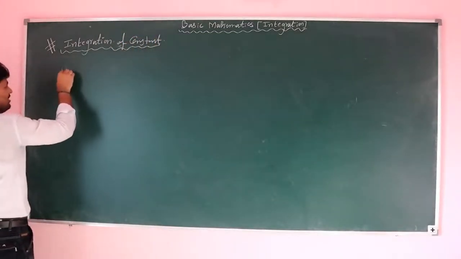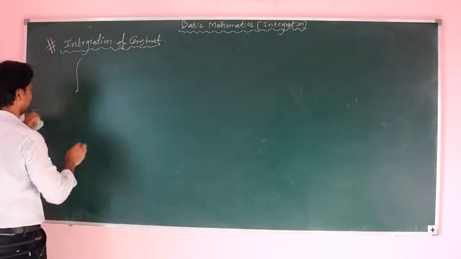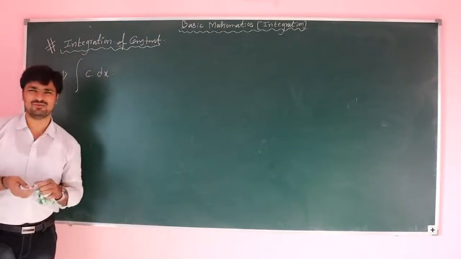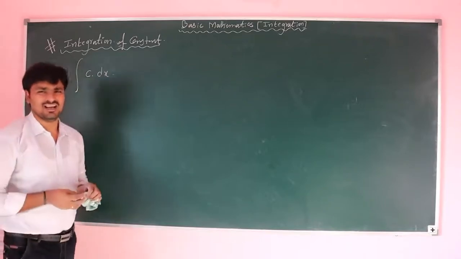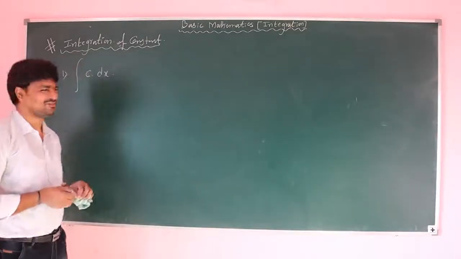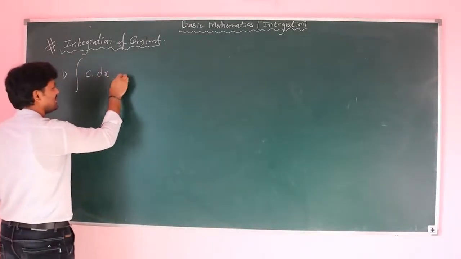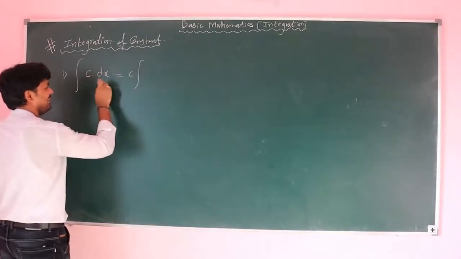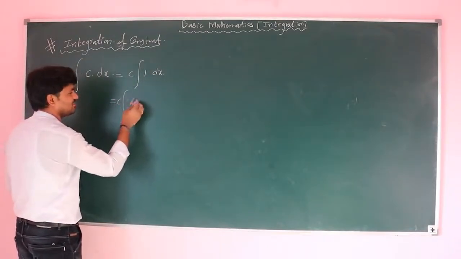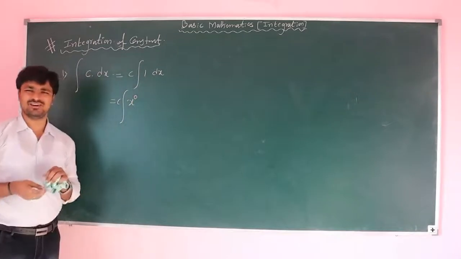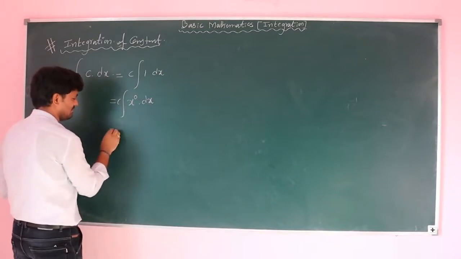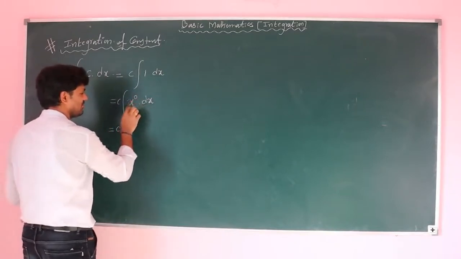So here I am taking the function integral of some constant into dx. Generally we know that the differentiation of a constant function is 0. Then what is the integration of the constant function? See here, we are taking the constant only, and then integral of 1 into dx. 1 is nothing but x to the power of 0, something power 0 is 1, right? Yes, into dx. So C into something power 0 means how much are you taking?